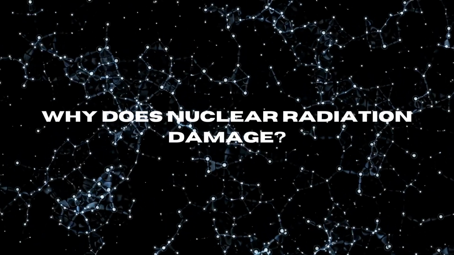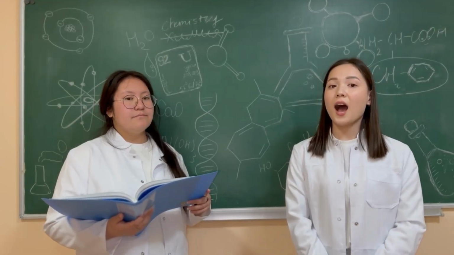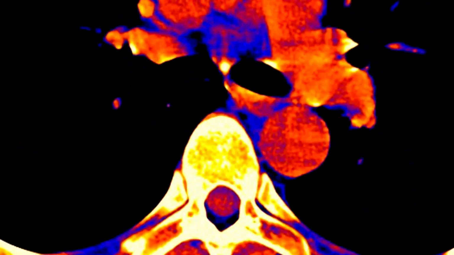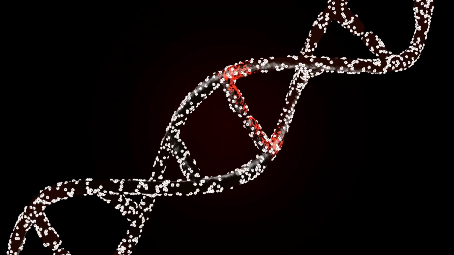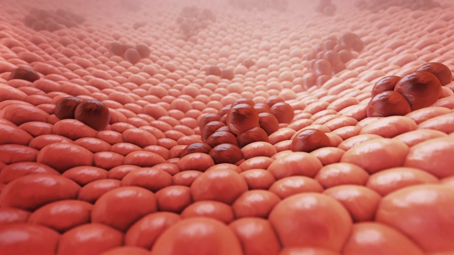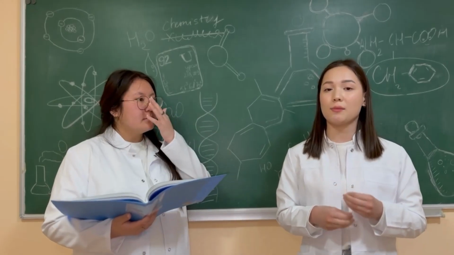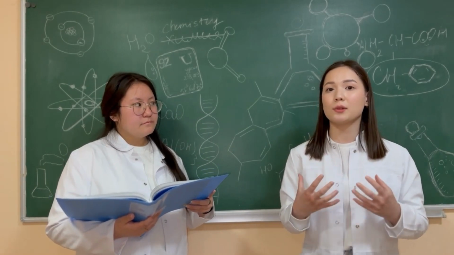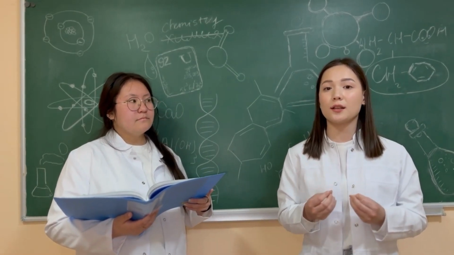Why does nuclear radiation damage? Ionizing radiation can affect the atoms in living things, so it poses a health risk by damaging tissue and DNA. It has sufficient energy to affect the atoms in living cells and thereby damage their genetic material. Fortunately, the cells in our bodies are extremely efficient at repairing this damage.